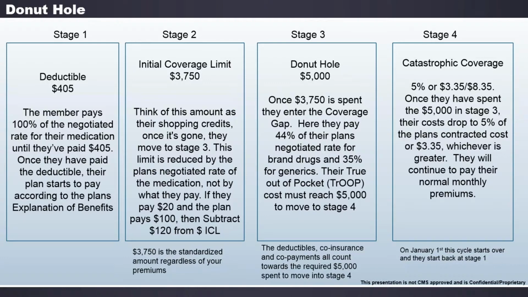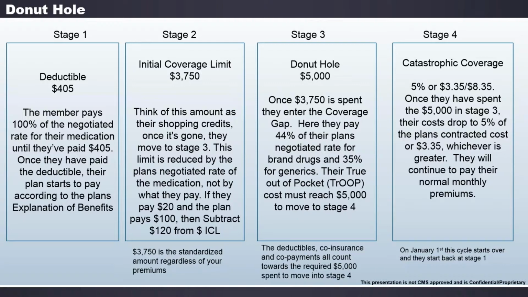And then once they do hit that $5,000 threshold, that's going to include their deductibles, the co-insurance, and the co-payments. They're all going to go towards that $5,000. When they do hit that $5,000, they'll move into stage 4, that catastrophic stage. And this is where the plan starts picking back up and starts helping them back out. It would be 5% for the customer, or $3.35 for generics, or for brand names, $8.35.